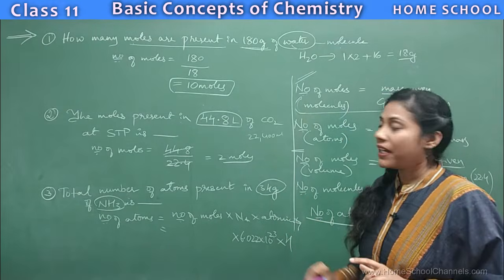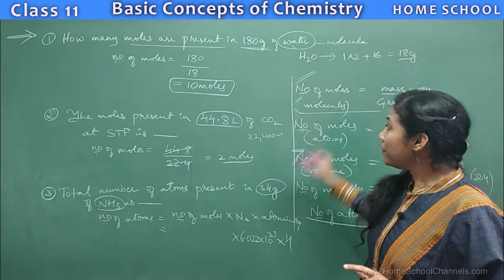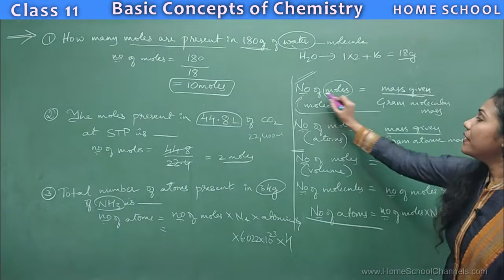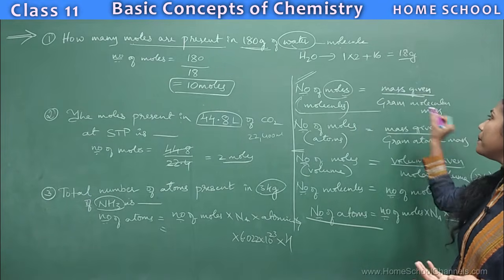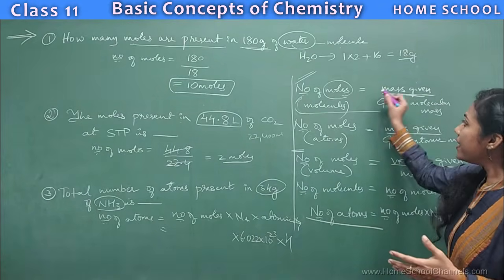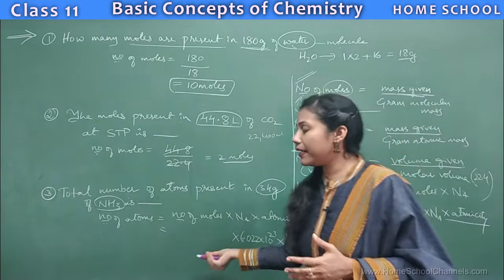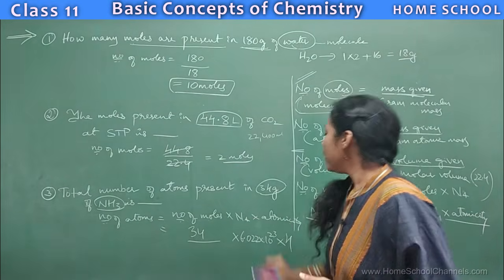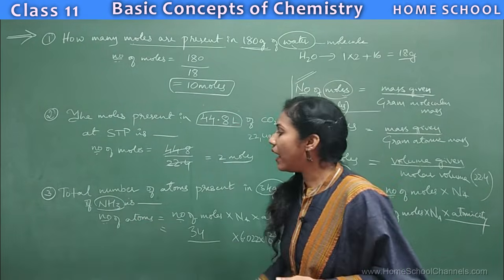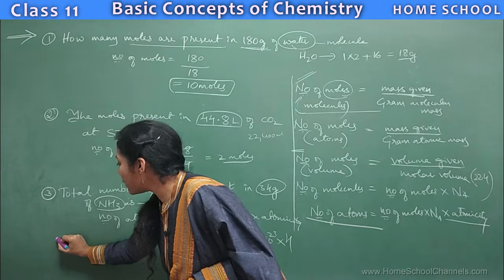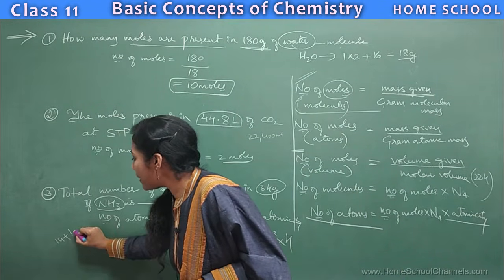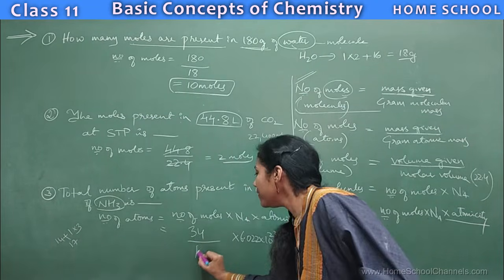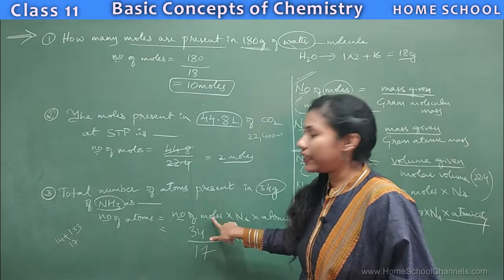They gave you mass. When they have given you mass, can't you convert that into moles? See, what is the relationship between moles and mass? Number of moles is equal to mass given by gram molecular mass, right? Using this formula, you can calculate number of moles, right? So what is the mass given? 34. Divided by what is the molecular mass of ammonia? Ammonia, nitrogen atomic mass is 14, hydrogen atomic mass is 1 into 3. So 14 plus 3 altogether 17. So 34 divided by 17 if you do, you will get number of moles.